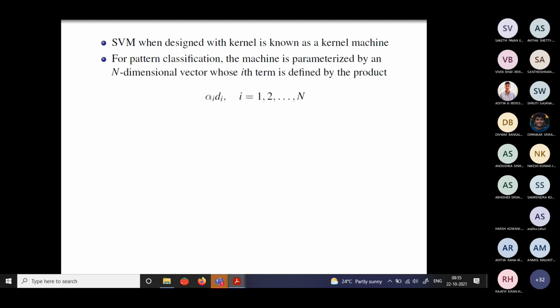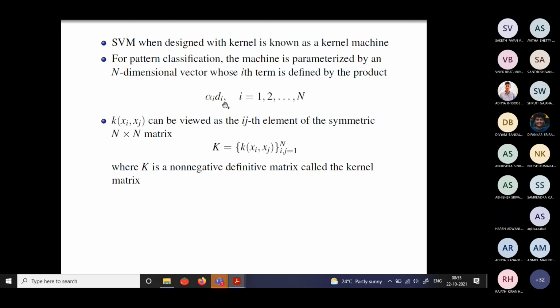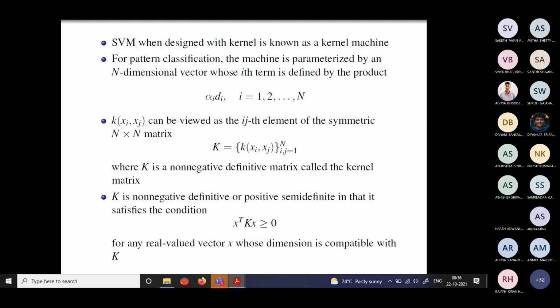So here, let's say for pattern classification, the machine is parameterized by an n-dimensional vector whose ith element is defined by this particular product alpha i d i. Now this can be viewed as the ijth element of the symmetric matrix, this one. And how do you find it? That we'll see. Where K is a non-negative definite matrix, or kernel matrix, or simply we can say that it should be at minimum a positive semi-definite matrix, and it is always the case.